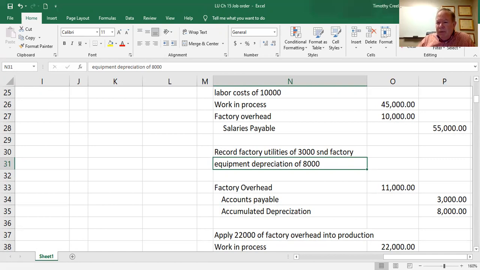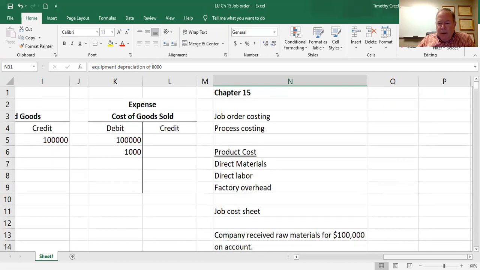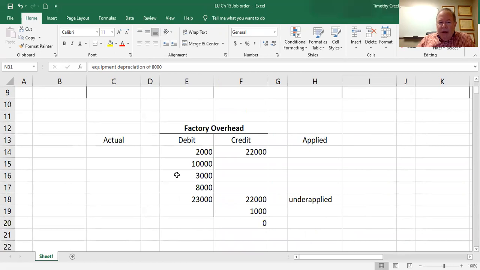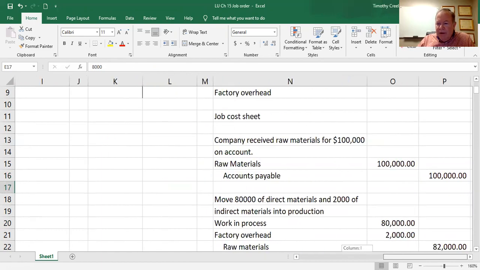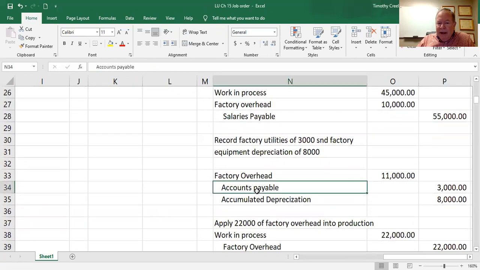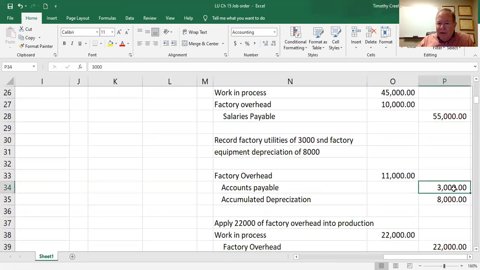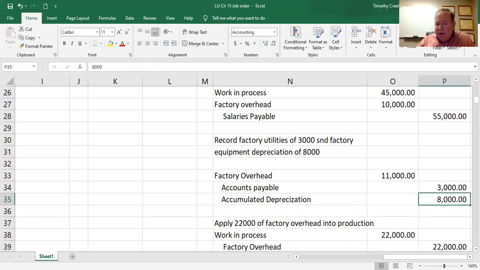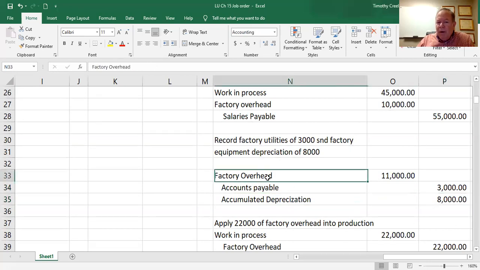And so notice what we would do here. We would put the two of them to factory overhead. They would be debited to factory overhead here. And then the other side of the transaction would be accounts payable for the factory utilities and accumulated depreciation for the factory equipment depreciation.